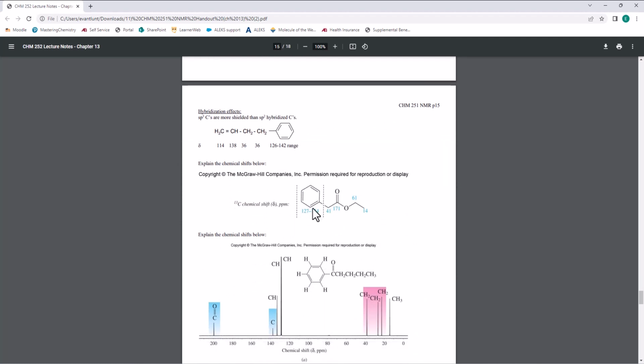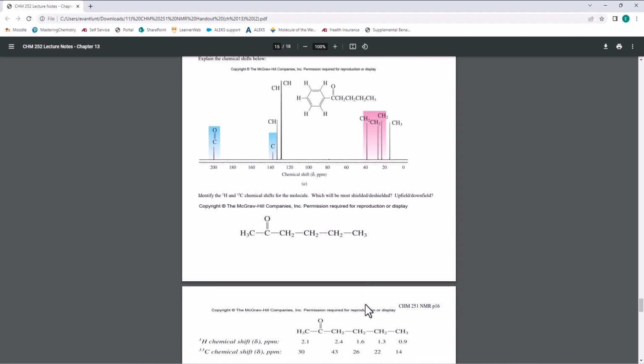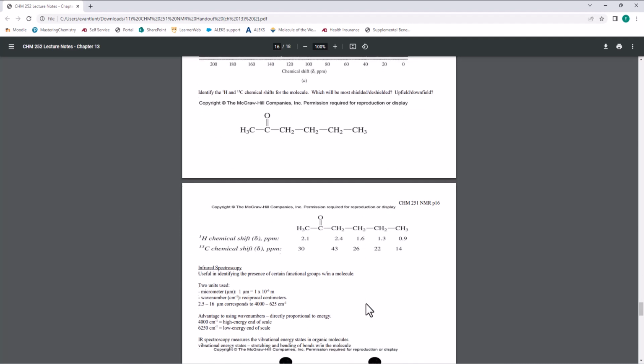Note sp2 hybridized carbons are more deshielded, so you'll see them further out. You see next to a carbonyl is all the way down to 200. Your alkyl group is down here. Your aromatic carbons are down here, and that up at 200 you have your carbonyl carbon. We can use all of these.